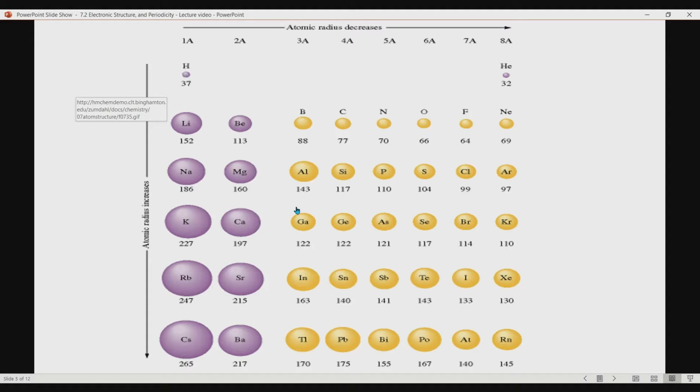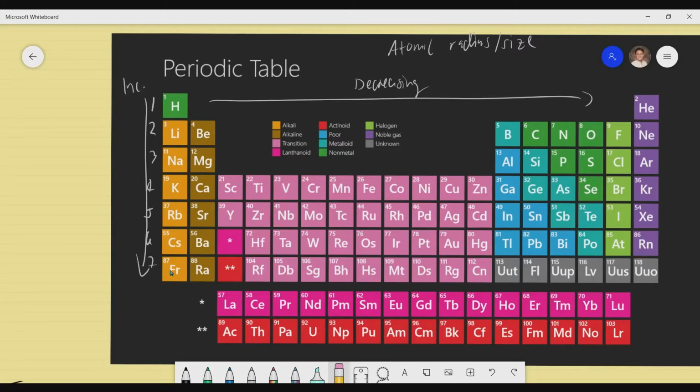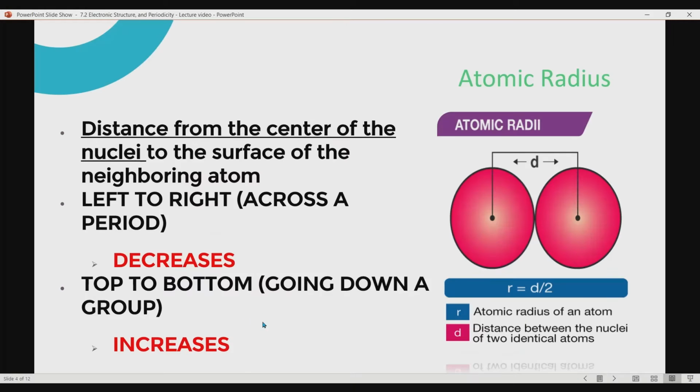If we have the periodic table here, francium actually has the largest, being in the 7th period. That means francium has 7 energy levels, showing that francium has quite a big size for an atom. So again, for your atomic radius, from left to right it's decreasing, and from top to bottom, it's increasing.